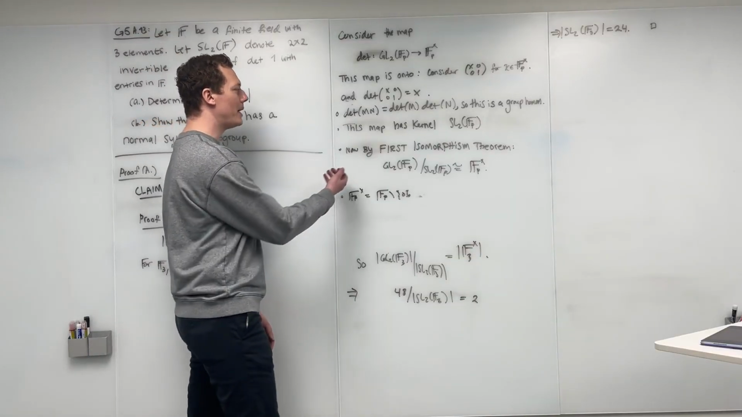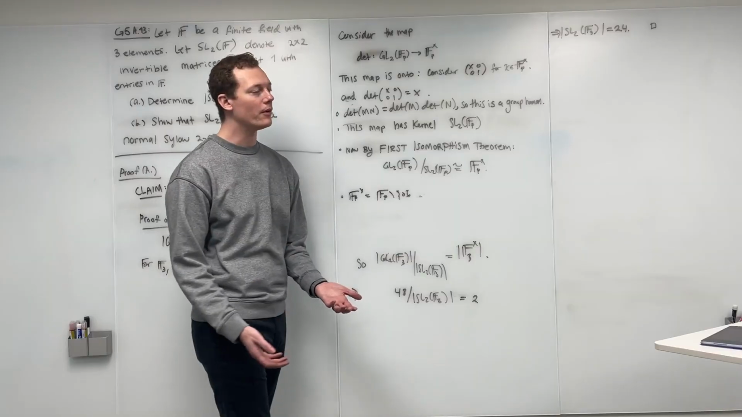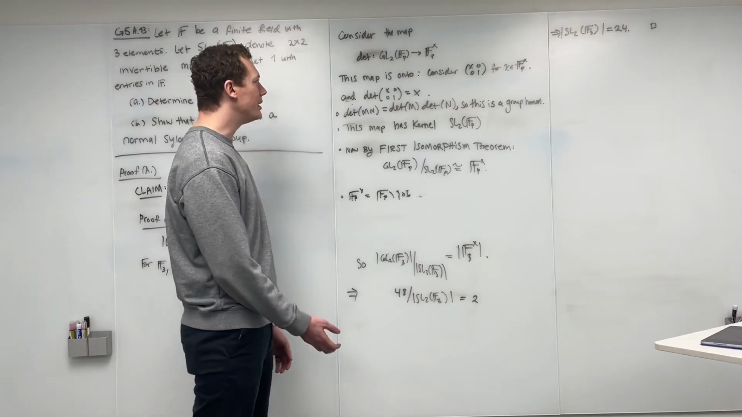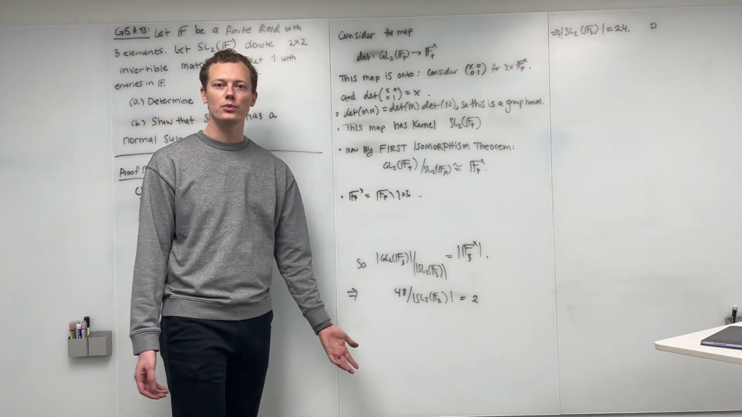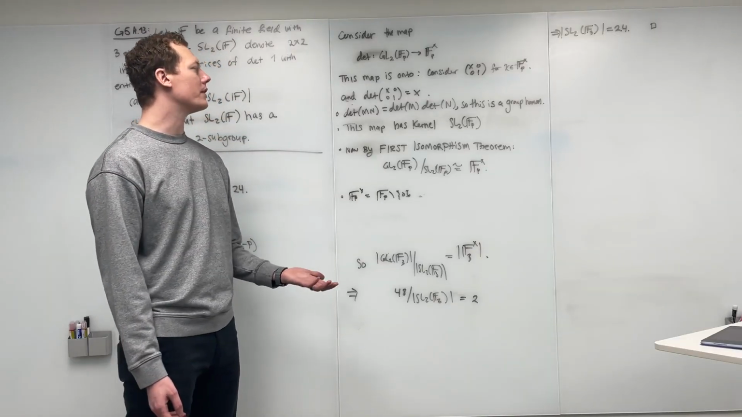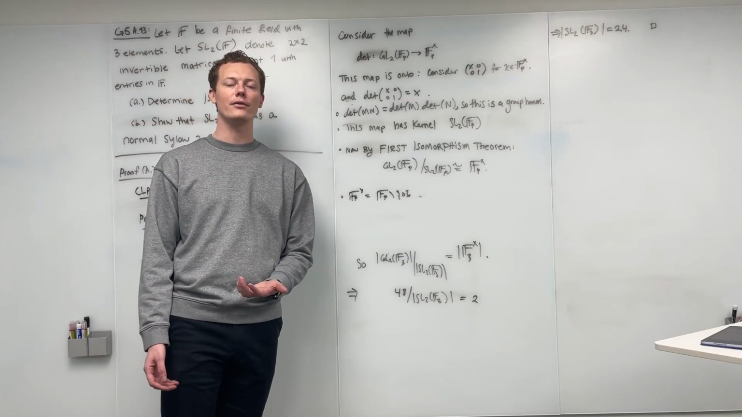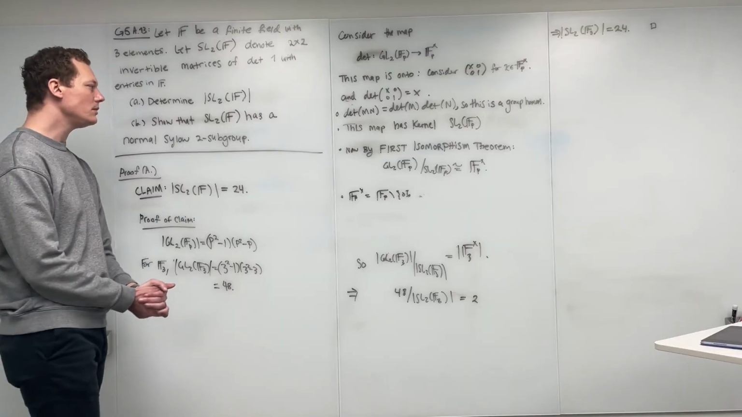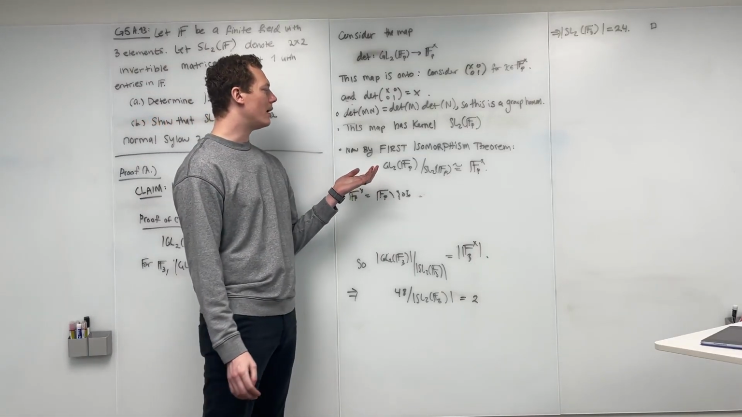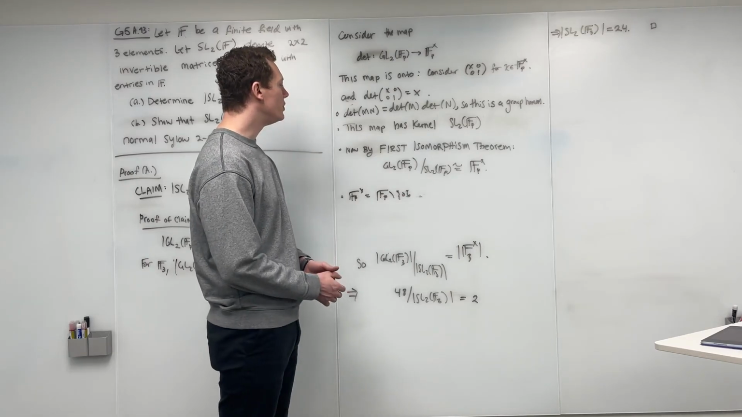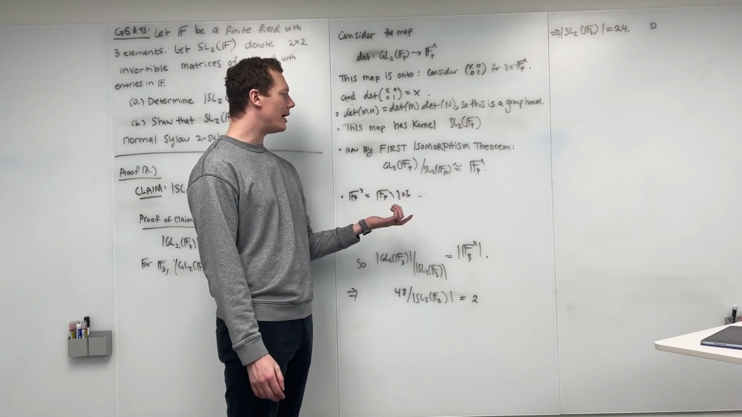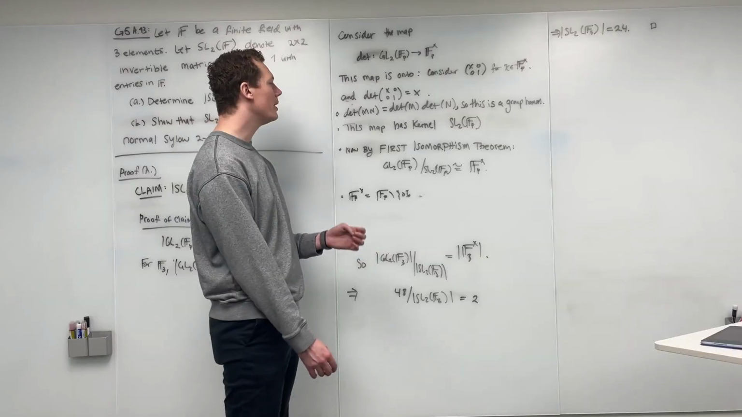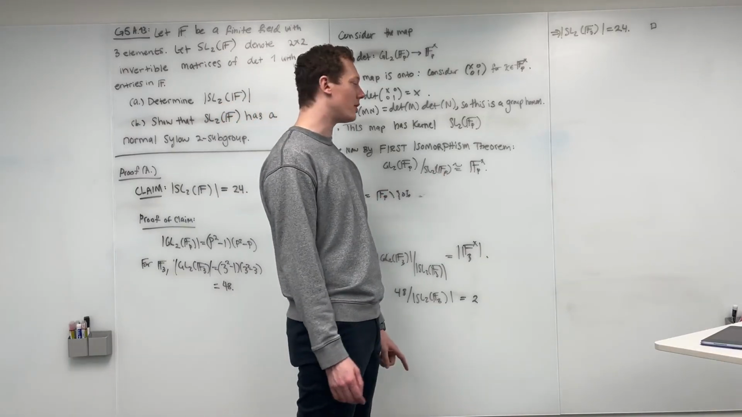Because it's a group homomorphism, the kernel of this map is all the things which map to the identity element in Fp star, and that element is 1. So the kernel of this map is all the matrices which have determinant 1. In other words, this is SL2Fp. So by the first isomorphism theorem, GL2Fp mod SL2Fp, which is GL2Fp mod the kernel of this determinant map, is isomorphic to Fp star.